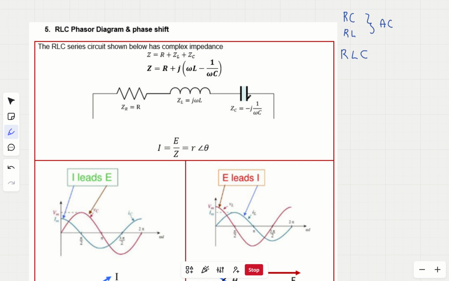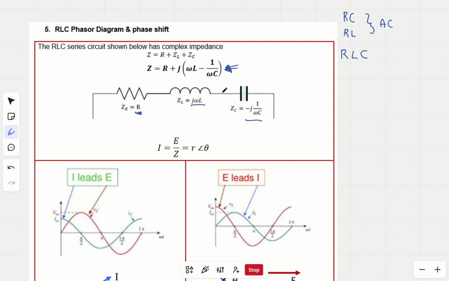When we have all the three components, the way we analyze is the same. We just add the three impedances. The impedance of resistor is this. This is the impedance of the inductor, and this is the impedance of the capacitor. When we add all three, we will get this equation.